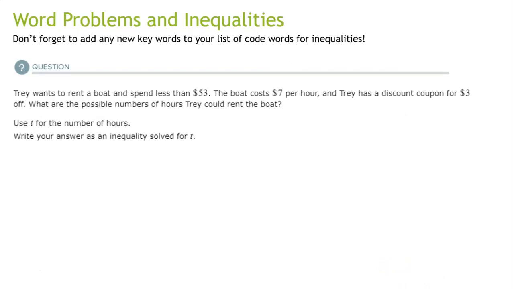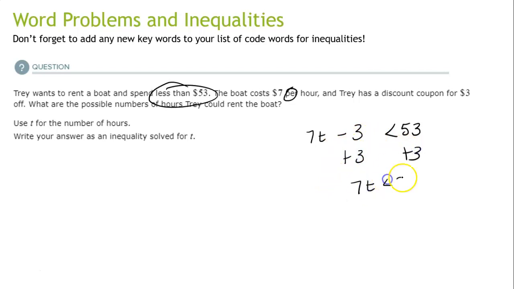You pause the video and try this now. All right, he wants to spend less than, so you should have used your less than sign. Per, you should have noticed, means slope, so t is our number of hours. And Trey has a discount coupon for $3 off, so we're subtracting 3 from each side. Now we need to solve. Add 3 to each side, so 7t is less than 56. Divide both sides by 7, and so t must be less than 8. He only has less than 8 hours he can rent the boat for.